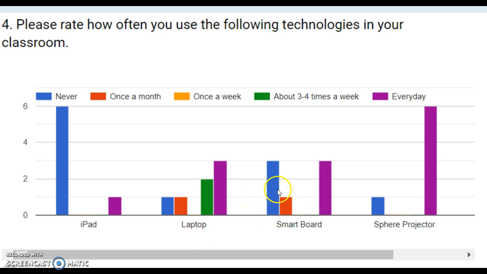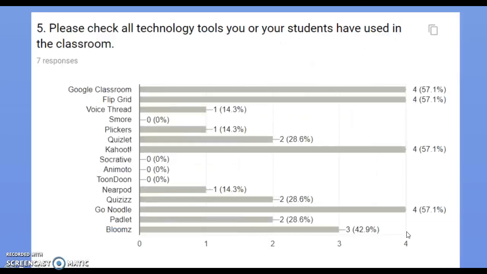For the smart board, 3 people said that they have never used it, which is really surprising to me because I would assume that people use it for everything now, every single day. But that's another reason why I liked this topic, because I wanted to see how teachers use technology in their own classroom. One person said they use the smartboard once a month, and then 3 people said every day. The last tool I included was the sphere projector, where one person said they have never used it, and 6 people said every day, which is very common because in my own first grade classroom, that is what I use the most.